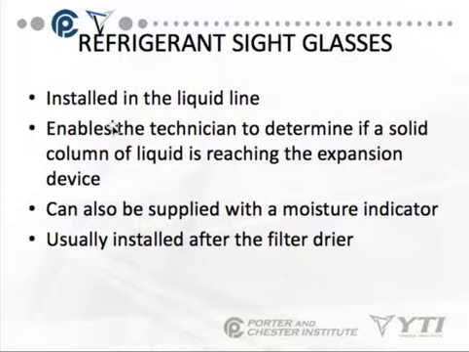Sight glasses are becoming less and less frequent, but you still see them. They're installed in the liquid line. It enables the technician to determine if a solid column of liquid is reaching the expansion device. They also, more usefully, have a moisture indicator. They're usually installed after the filter dryer. It used to be people looked for bubbles in the sight glass. That is no longer the case. Bubbles in a sight glass do not mean anything anymore.